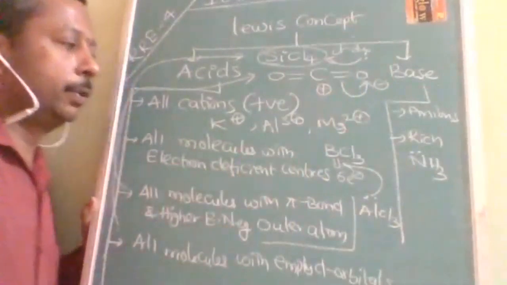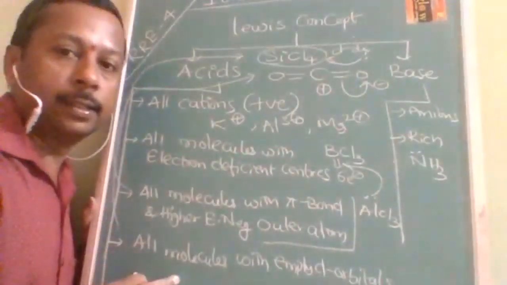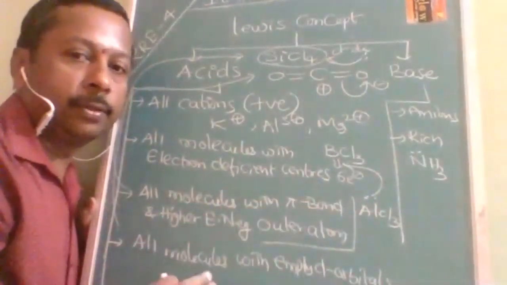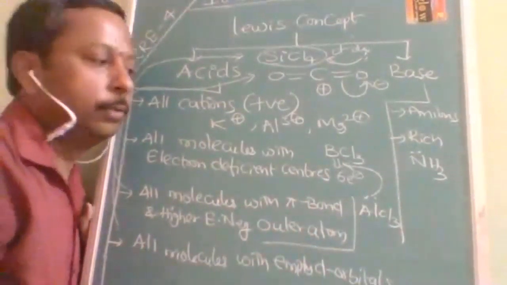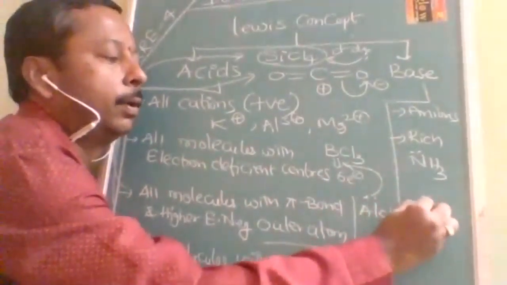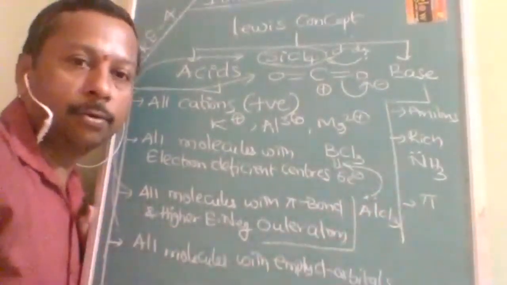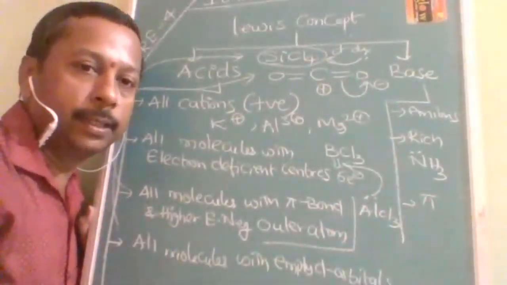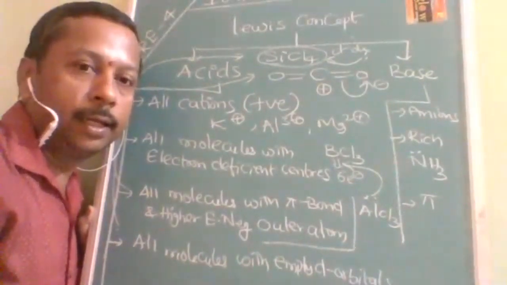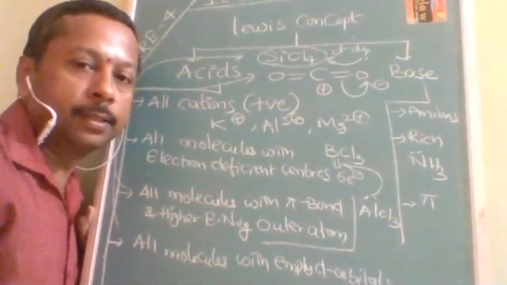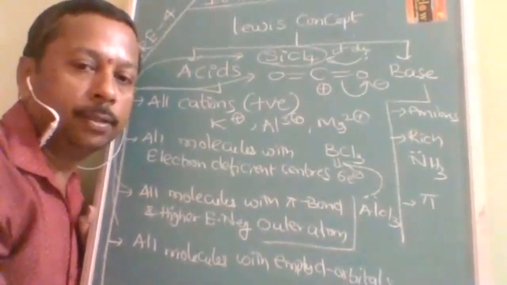Okay. So these are the types of acids, and accordingly three types of bases only. Fourth type is not there in the base. Okay. So here, pi bond is there, but electronegativity of both atoms should be same. That pi bond electron will be donated, and that time it will act as a base. Is it understood, Lewis concept? Okay.